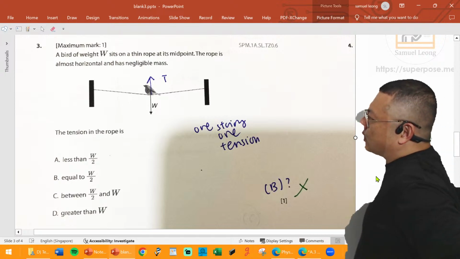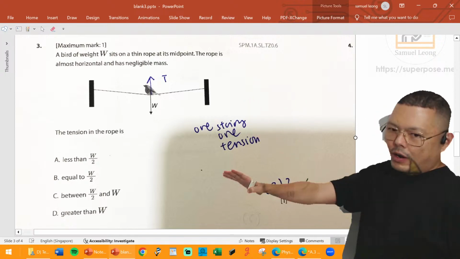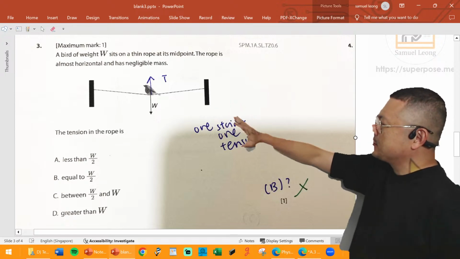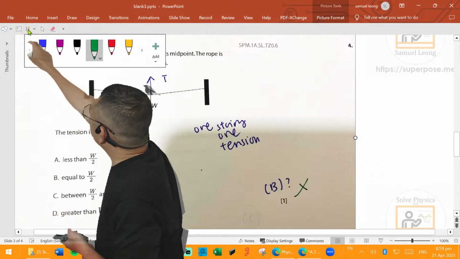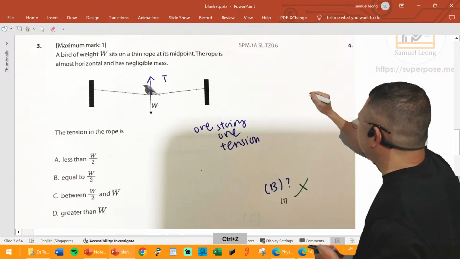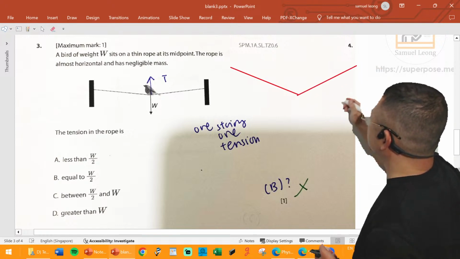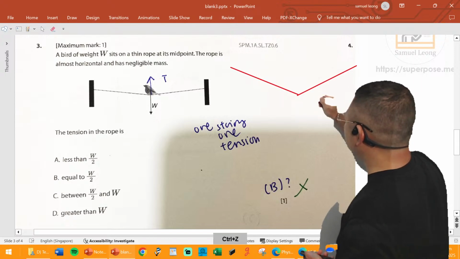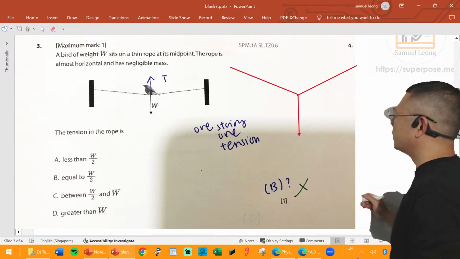Okay, so first things first, we got to recognize that this string cannot be horizontal. It can never be perfectly horizontal, so it's got to have some angle. So we are looking at a situation that looks like this. Let me draw the line here like that, and the line here like this, and then there's the weight here. Even though the bird is heavy, the line is sagging a bit. I know how he feels.